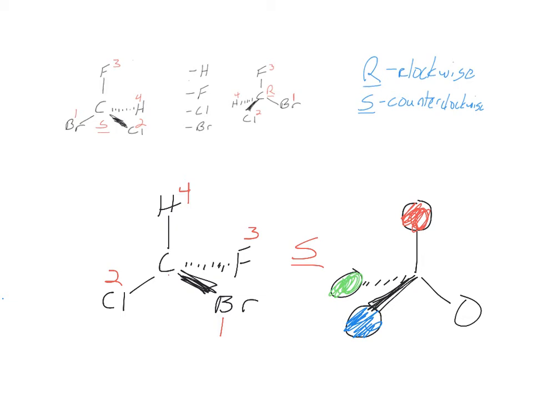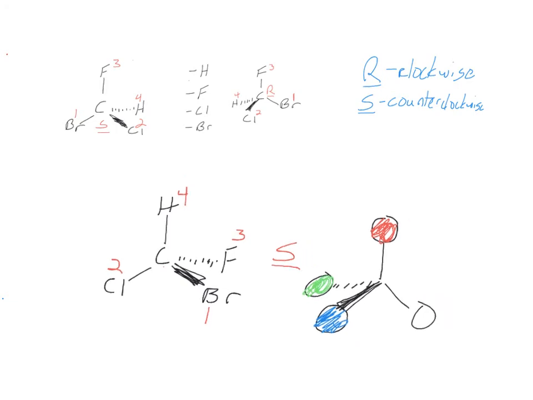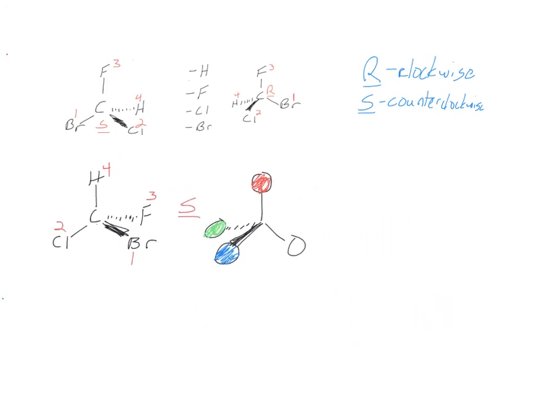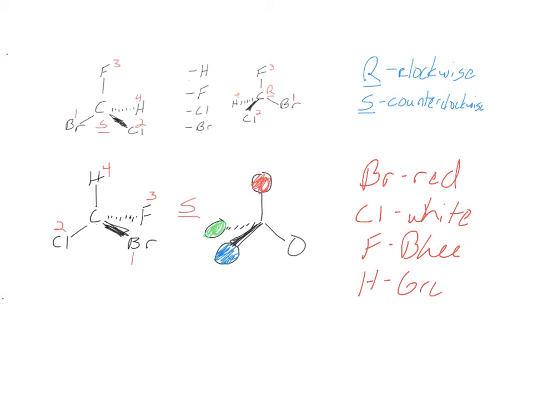What I like to do to make this easier for myself is to use these model kits. And the way I use them is I rank them based on these colors. So for this example, my top group is always, I call that red. So the bromine is always going to be the red ball. In this case, the chlorine will be the white. The fluorine will be the blue. And the H will be the green. And I do this by 1, 2, 3, and 4, the rankings.